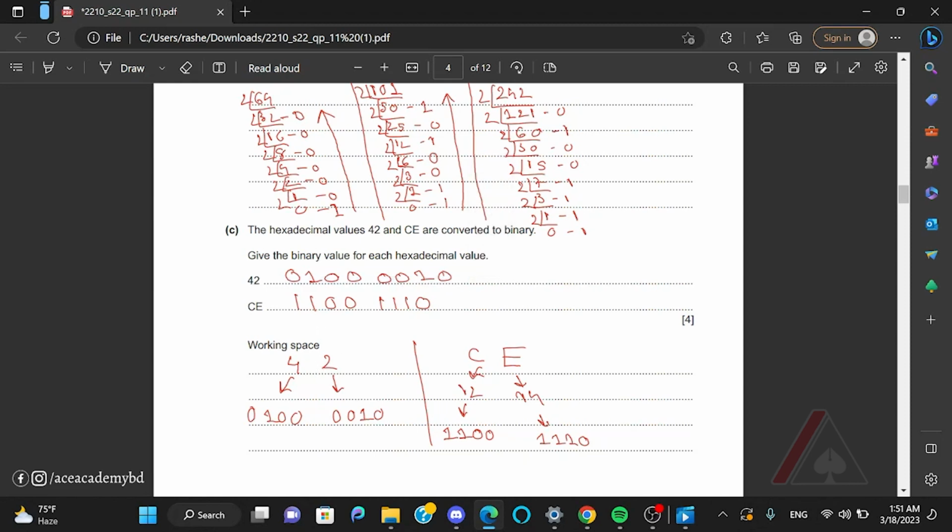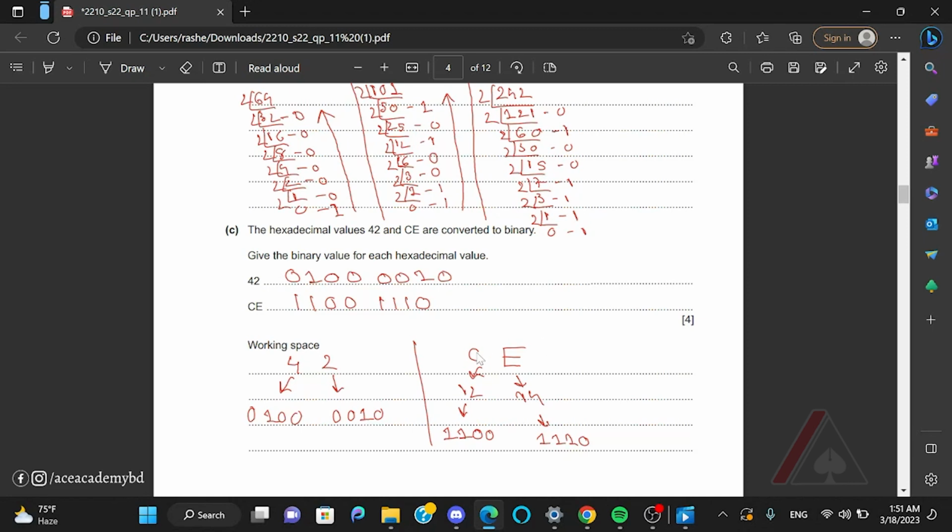So 4 has a binary value of 0, 1, 0, 0, so we write down 0, 1, 0, 0, and then we write the value of the next hex digit, which is 2, which is 0, 0, 1, 0, and we get a final value of 0, 1, 0, 0, 0, 0, 1, 0.